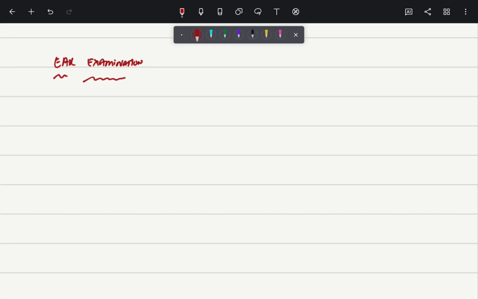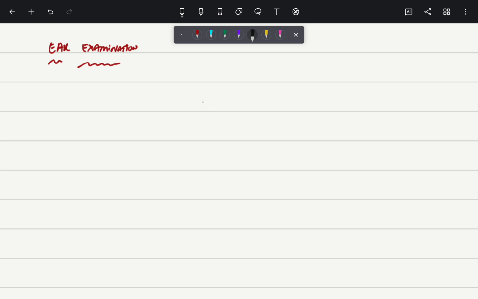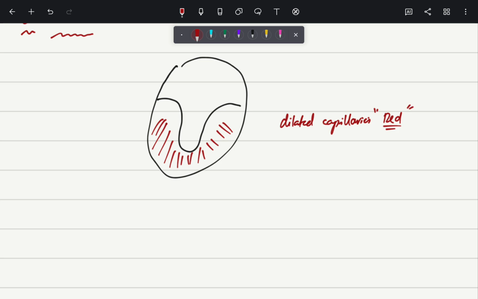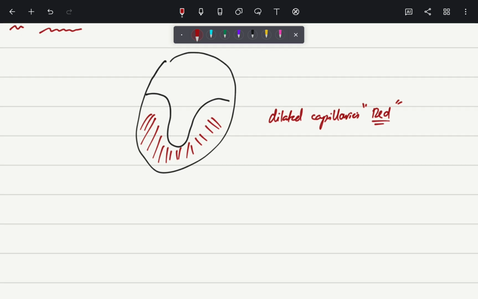So we will draw a tympanic membrane here. So this is the tympanic membrane, and this tympanic membrane will be having a lot of dilated capillaries, which will look very red on examination. You can say red dilated capillaries, which are visualized on your ear examination, and this is known as your cartwheel sign.